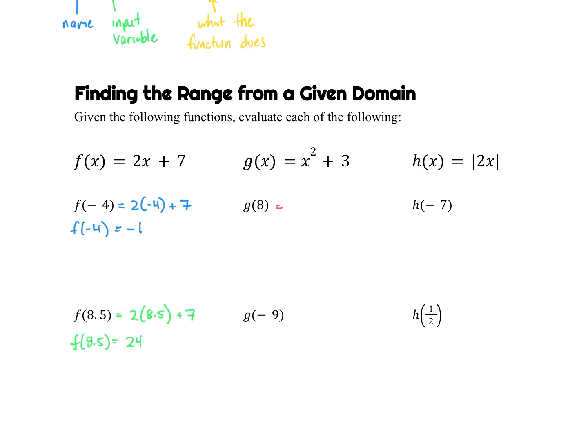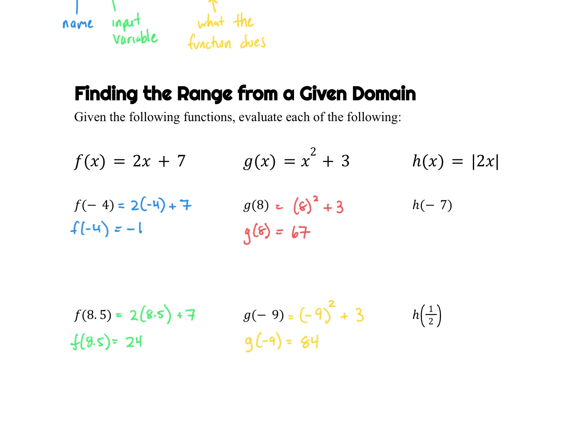G of 8 means I'm going to be doing 8 squared. The parentheses are important. We should get in the habit of using those. 8 squared is 64. 64 plus 3 is 67. And then down here we have g of negative 9. Really important to use parentheses when we're inputting negative numbers. Notice the exponent goes outside the parentheses. That's very important. So g of negative 9 is going to be negative 9 squared, which is 81. 81 plus 3 is 84.